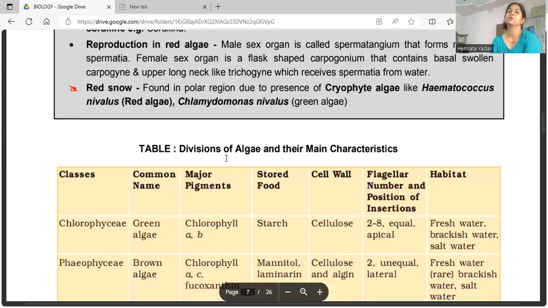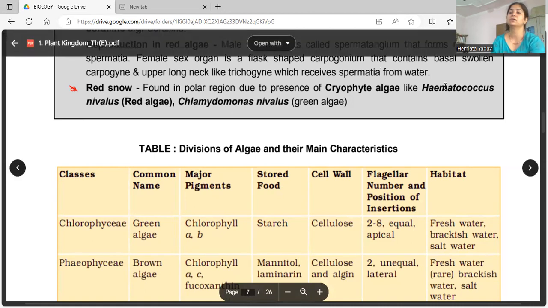So these are the reproduction features in red algae. Red snow found in the polar region is due to the algae growing in it. Haematococcus nivalis, a red alga, grows in the snow. Chlamydomonas nivalis, a green alga, is also there.